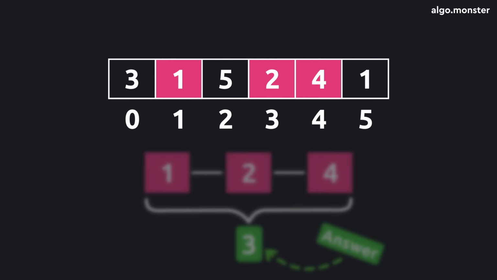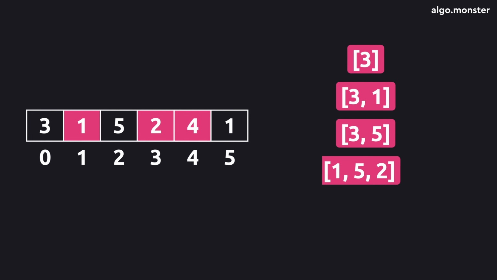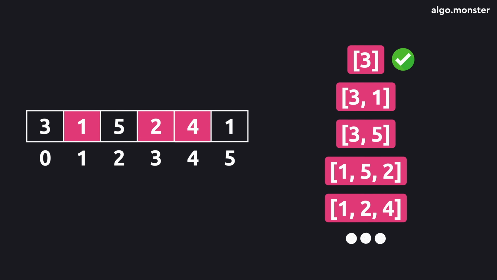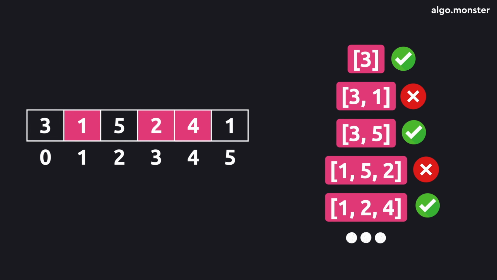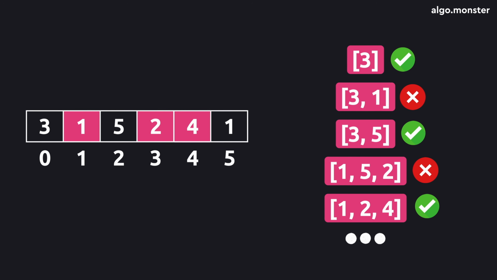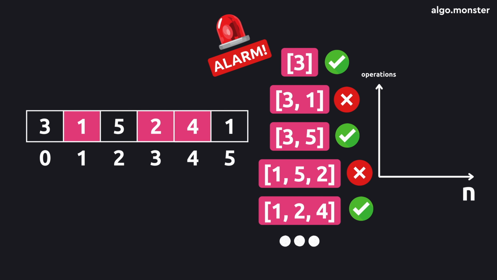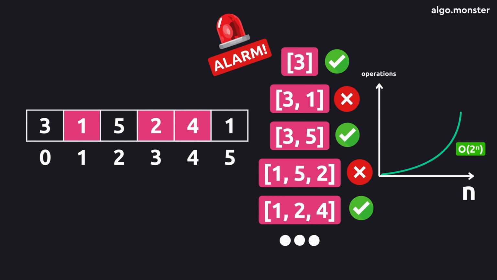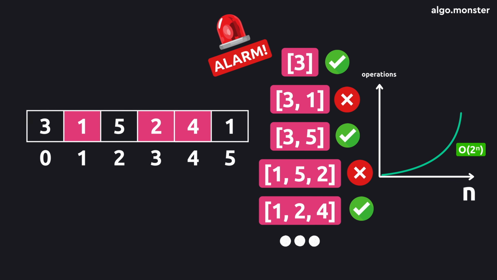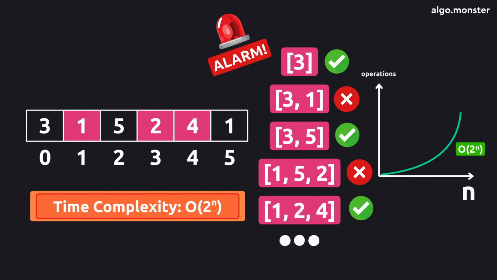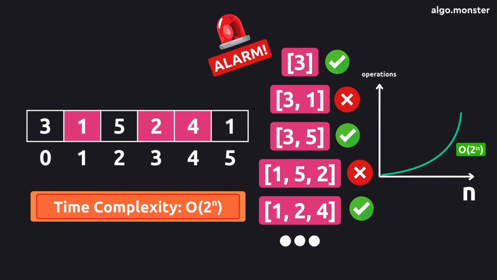How would you solve this head-on? Again, you could generate all possible subsequences of the array. For each one, check if it's increasing or not. Then find the longest among the increasing ones. But here we fall into the same trap as before. How many subsequences does an array of length n have? For each element, you have 2 options. Either it's in the subsequence or it isn't. So again, there are 2 to the power of n possibilities. That means such an algorithm would run forever.